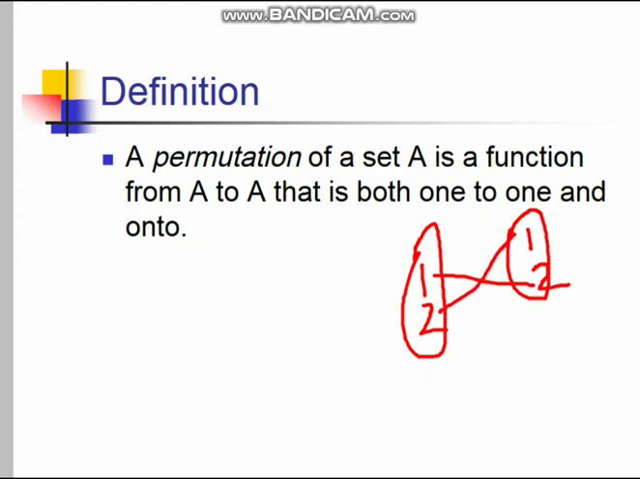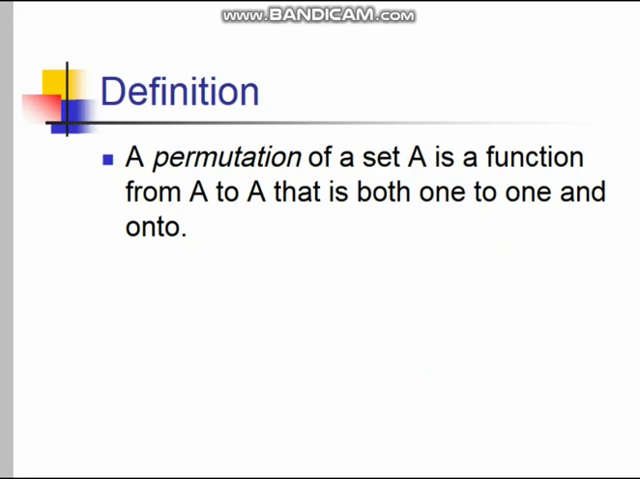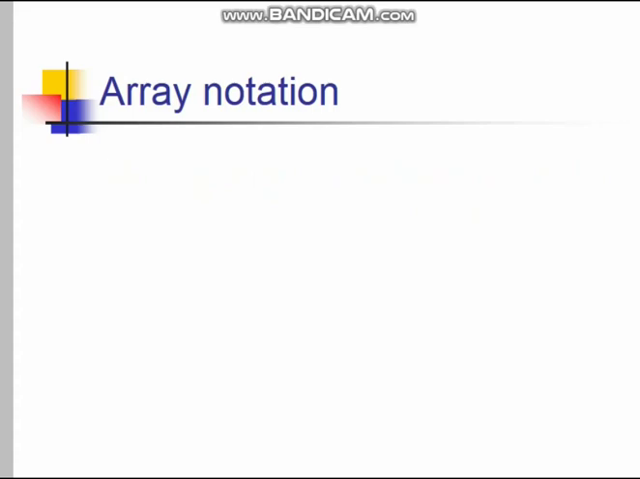It should be 1 to 1, that is, every element in the domain should have distinct images, and it should also be onto. Onto is nothing but that in the codomain there should not be any element without a pre-image. Since we are mapping from the set to itself, it is always onto. Therefore, a permutation is a function.